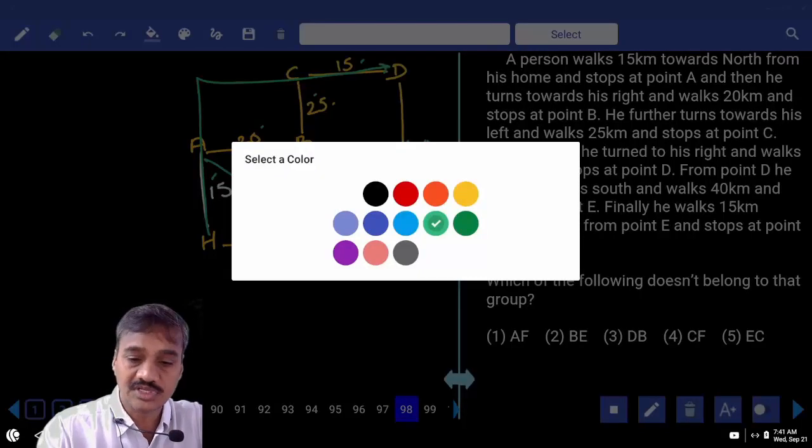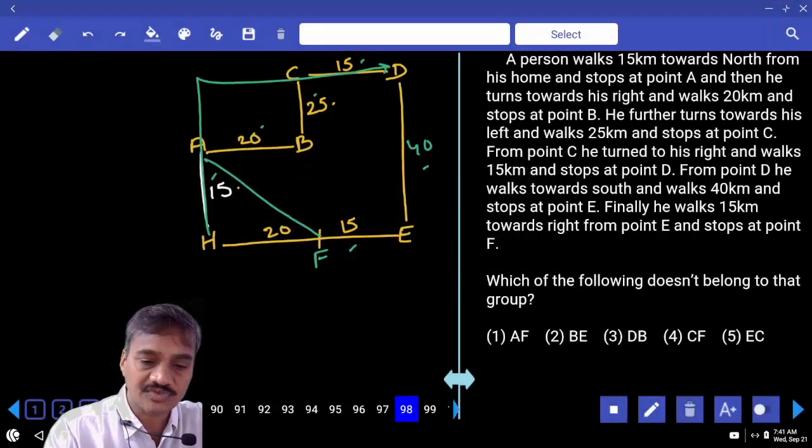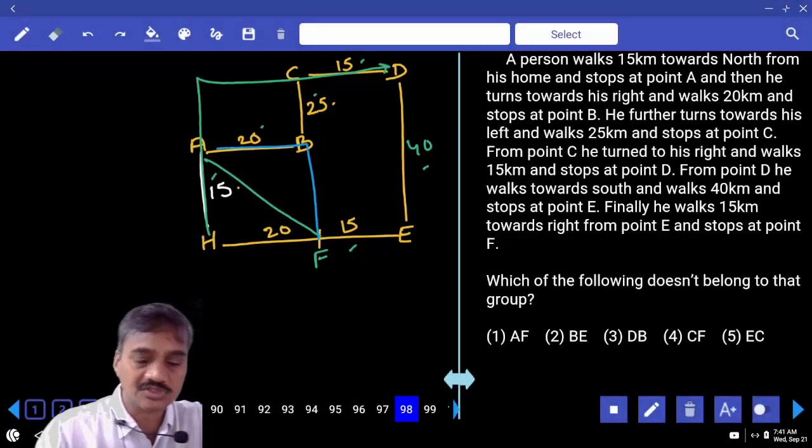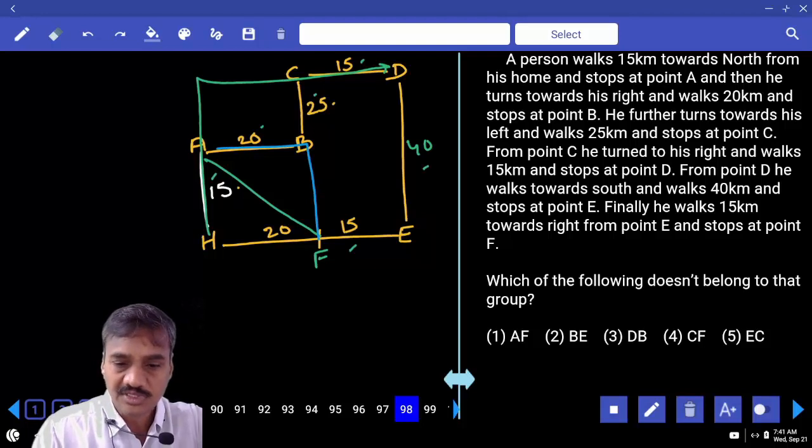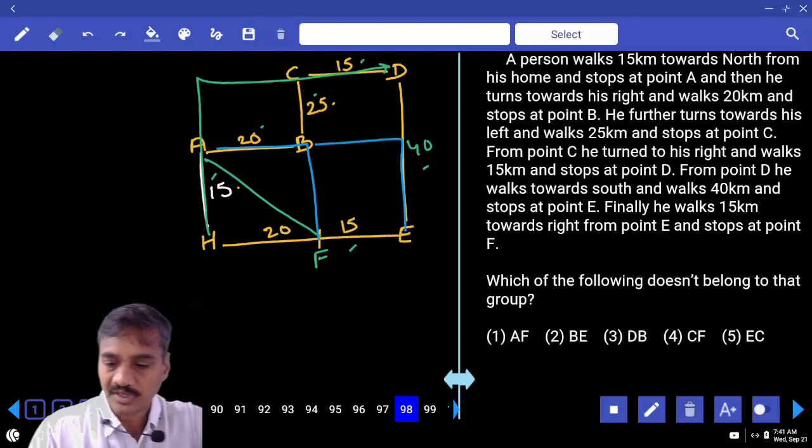A is towards which direction? A is to the northwest of F. Looking at F, it is north and west, so northwest. And B, what about this B? B is to the northwest of E. And again D and B.